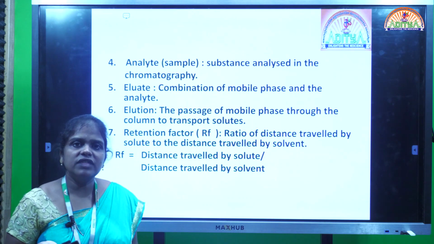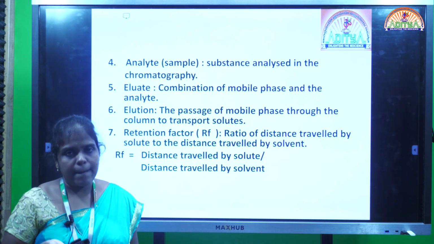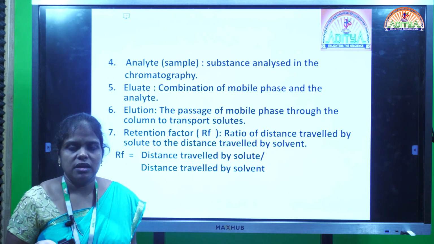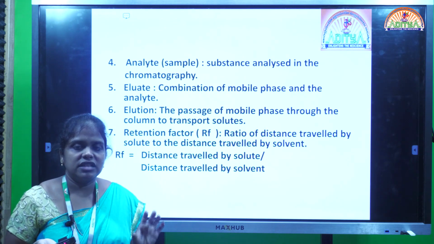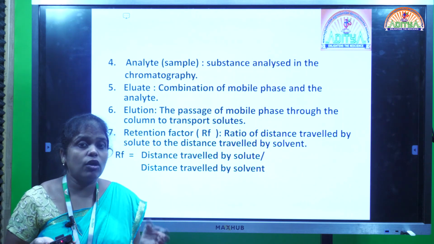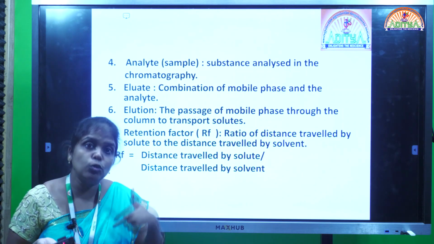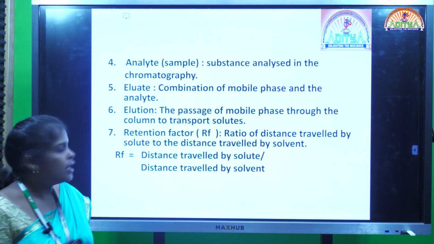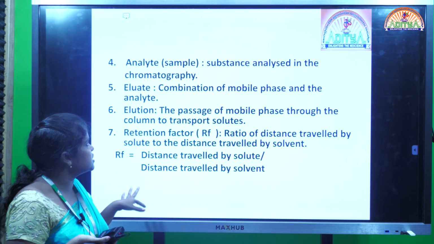That means if that component, the sample or the analyte, has more affinity with the mobile phase, it will go with the mobile phase. That means it will move along with the mobile phase. So that analyte or compound which is moving along with the mobile phase is called the eluate. Okay. And the next technical term is elution.